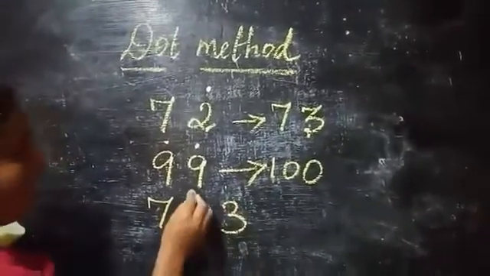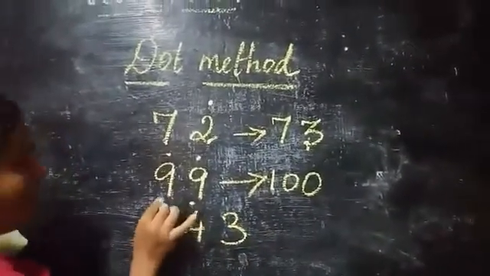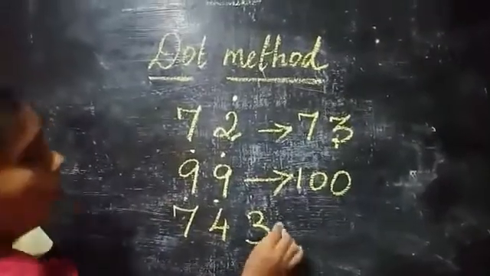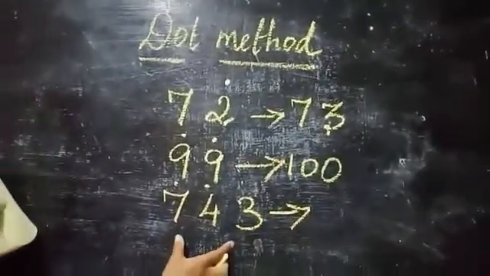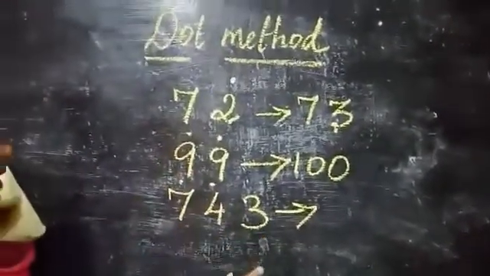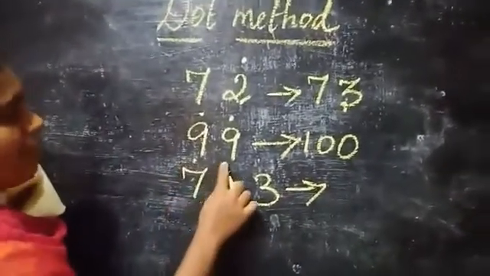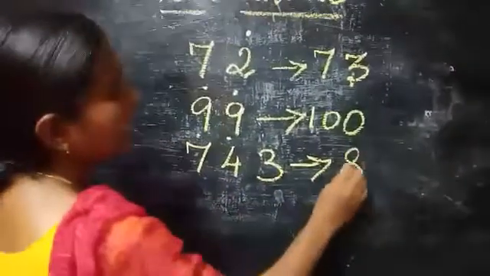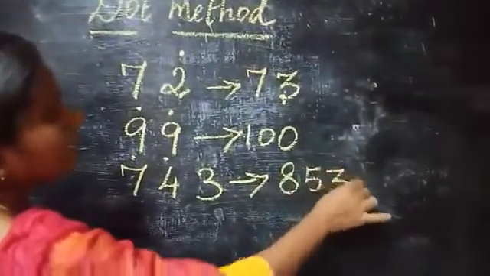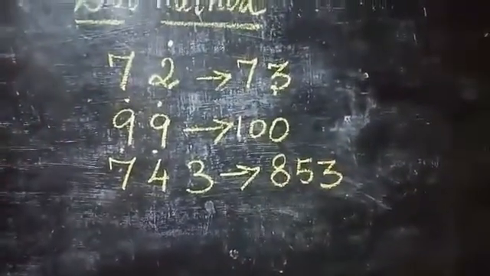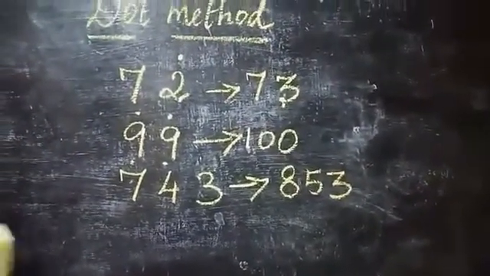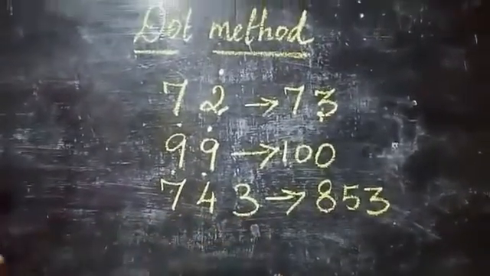So now tell me, 743. I have placed a dot on 4 and I have placed a dot on 7. Now what is this number called? We read this number as 853. How do you write? 853. The number is called 853.